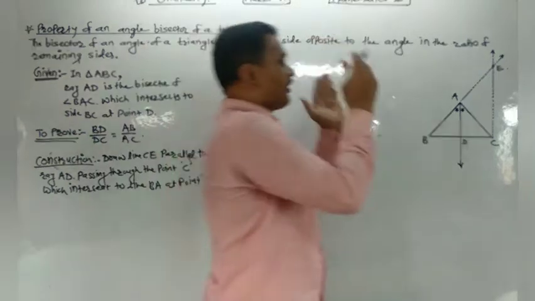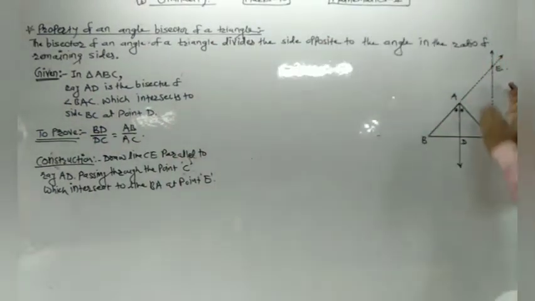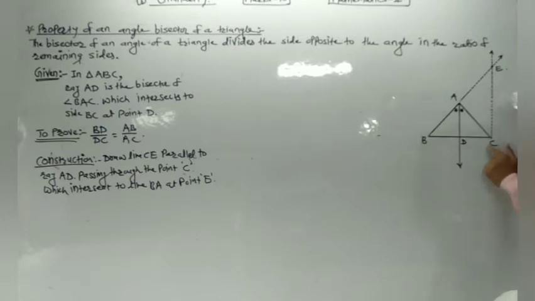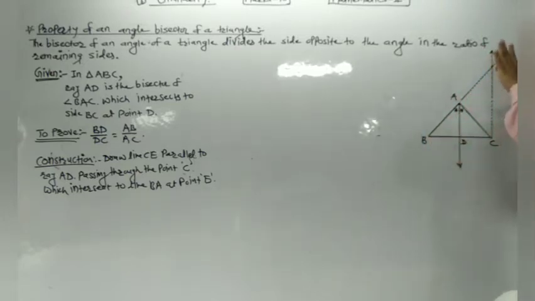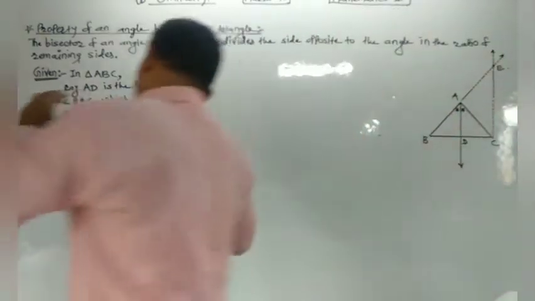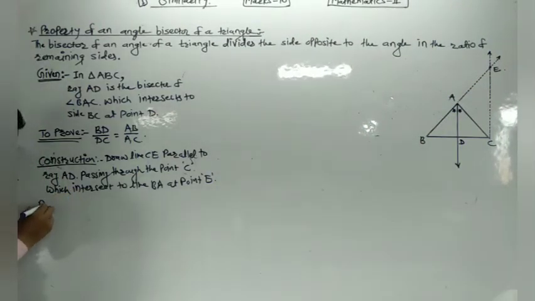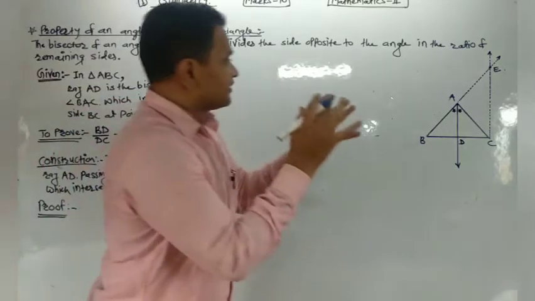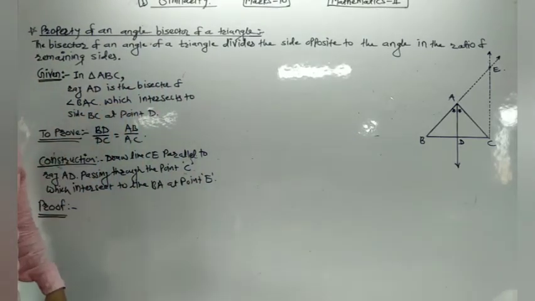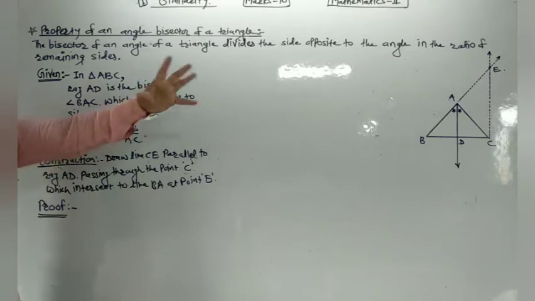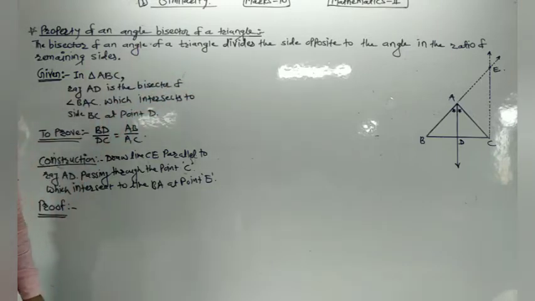This means I have drawn line CE parallel to AD, passing through the point C, which intersects line BA at point E. Now I am going to write here the proof. We want to prove the equal ratio BD by DC equals AB by AC. Now we can use the BPT theorem.